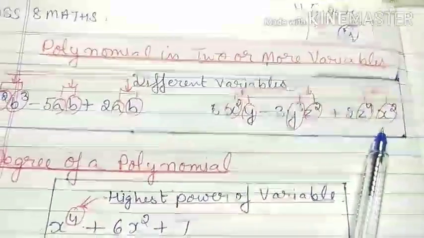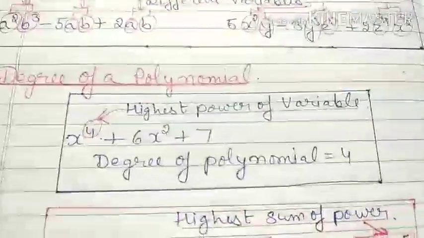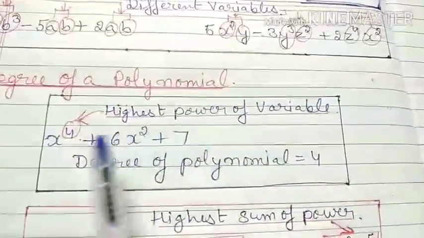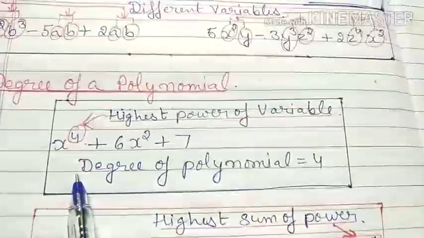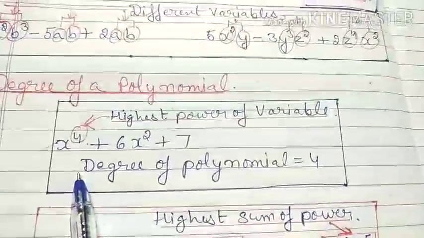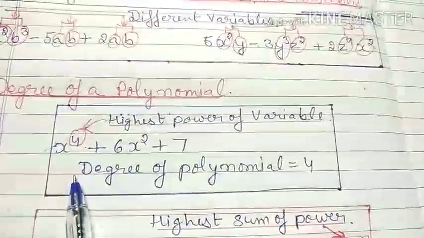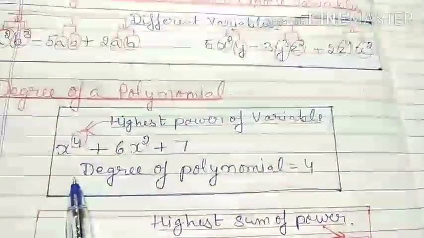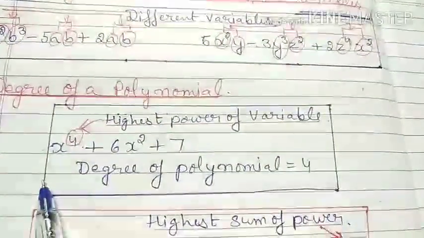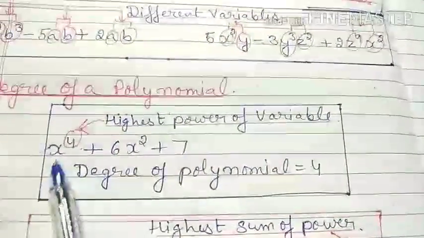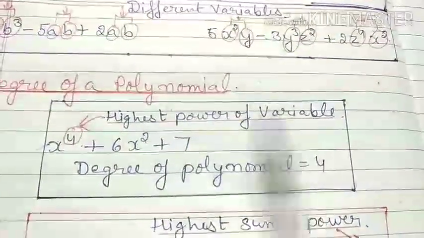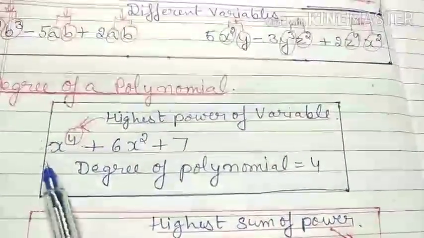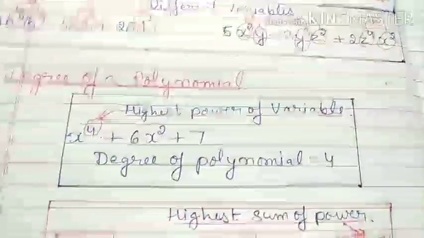Next important part is the degree of a polynomial. How can we identify the degree of a polynomial? If you have an expression given, and it is a one variable polynomial expression, whatever the highest power of that single variable is called the degree of the polynomial. If x raised to power 4 plus 6x square plus 7, then the highest power of the variable is 4, because the highest power of x is 4.